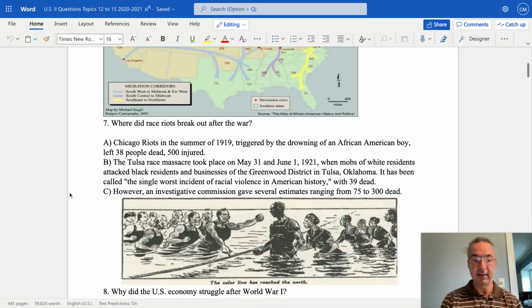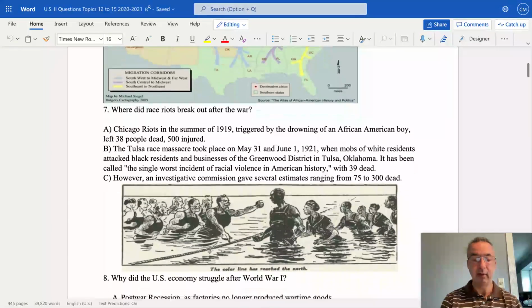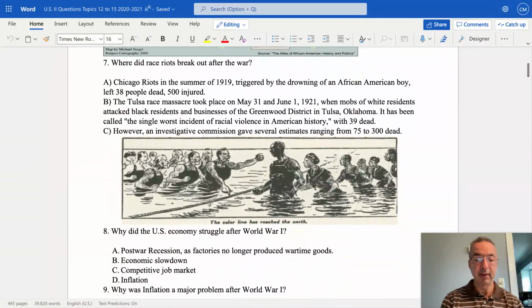Okay, number 8, why did the United States economy struggle after World War I? So think about some of the factors we've even hit upon already. We obviously had a very competitive job market. We also had a situation where during World War I, when we were fighting the war, factories were basically operating 24 hours a day. Because they were producing weapons for war, not just for the United States but also for our allies, when the war came to an end, a lot of these factories slowed down or even shut down. We had a very competitive job market, and inflation, with prices of goods going up.